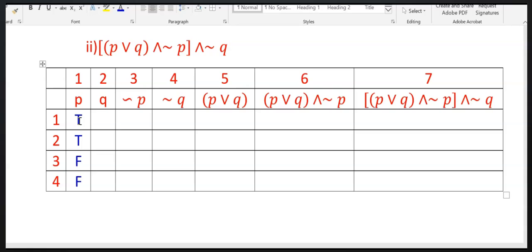P is TTFF, Q is TFTF, negation of Q is FTFT. P or Q is TTTF. P or Q and negation of P, that is FFT.